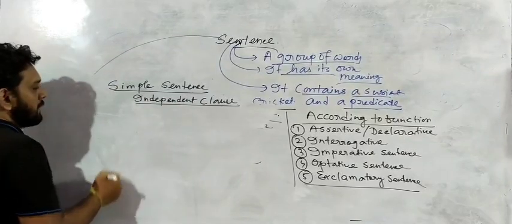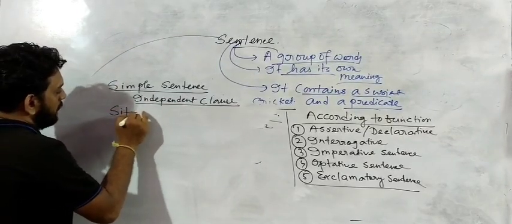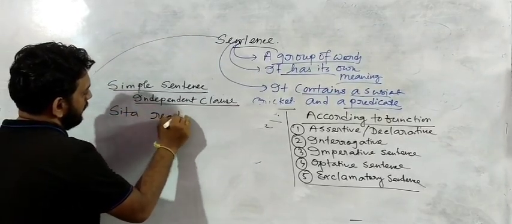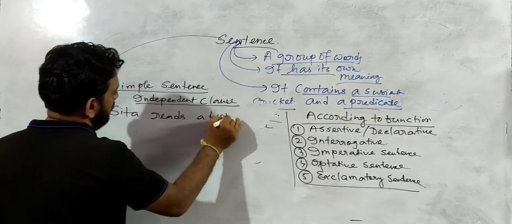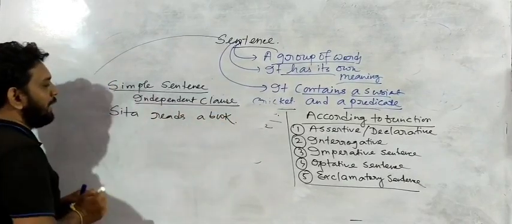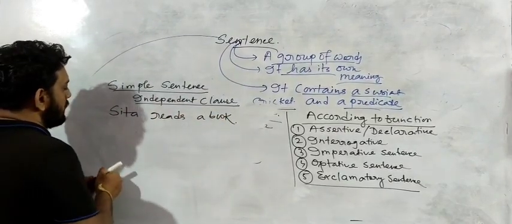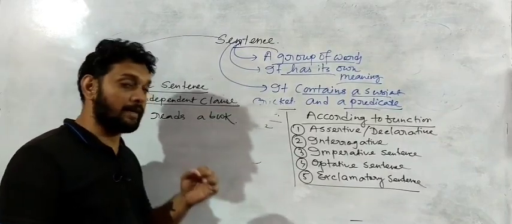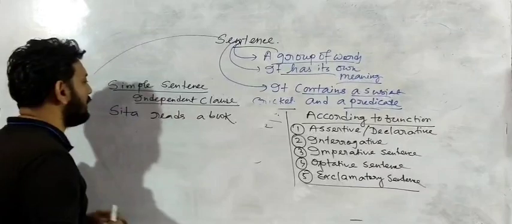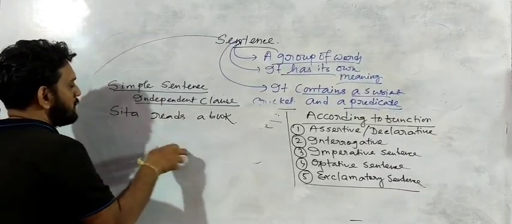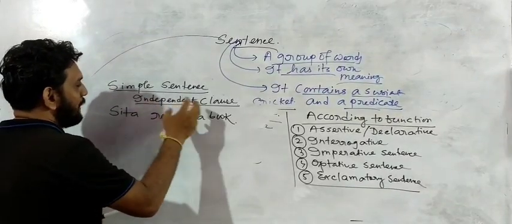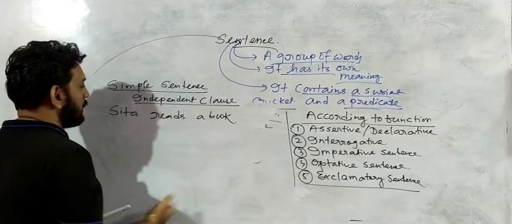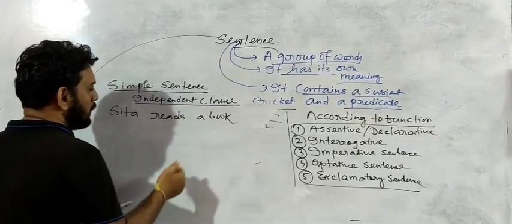Let me give an example. Shita reads a book. You can see it's an independent clause, yes or no? Shita reads a book. It expresses its own meaning. Very good, its own meaning, and because of this reason we can say it's an independent clause, or I can say the main clause.